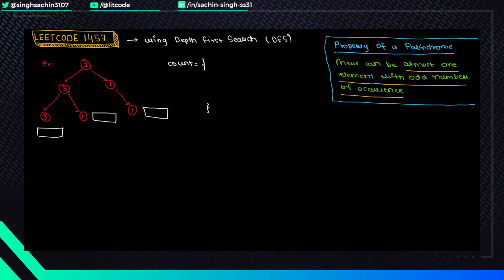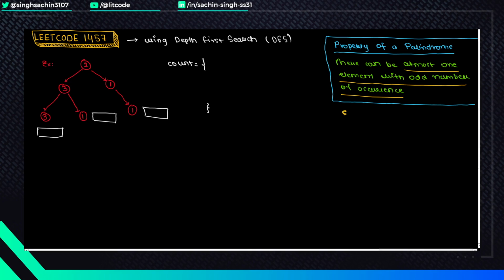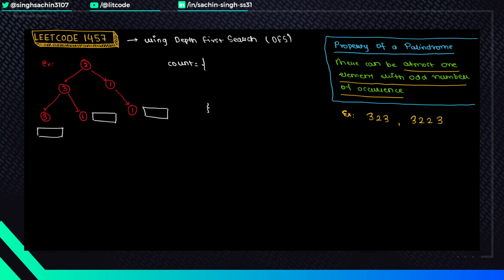I have taken the same example from the problem statement, and I would like to first start with one of the properties of a palindrome. There can be at most one element with an odd number of occurrences. For example, it can be like 3 2 3 or 3 2 2 3. These two are palindromes, but you cannot write, say, 3 2 2 4. This is not a palindrome, because if you read from both directions it is different. So the number of elements with odd occurrences can be at most one. We will leverage this property of palindromes.